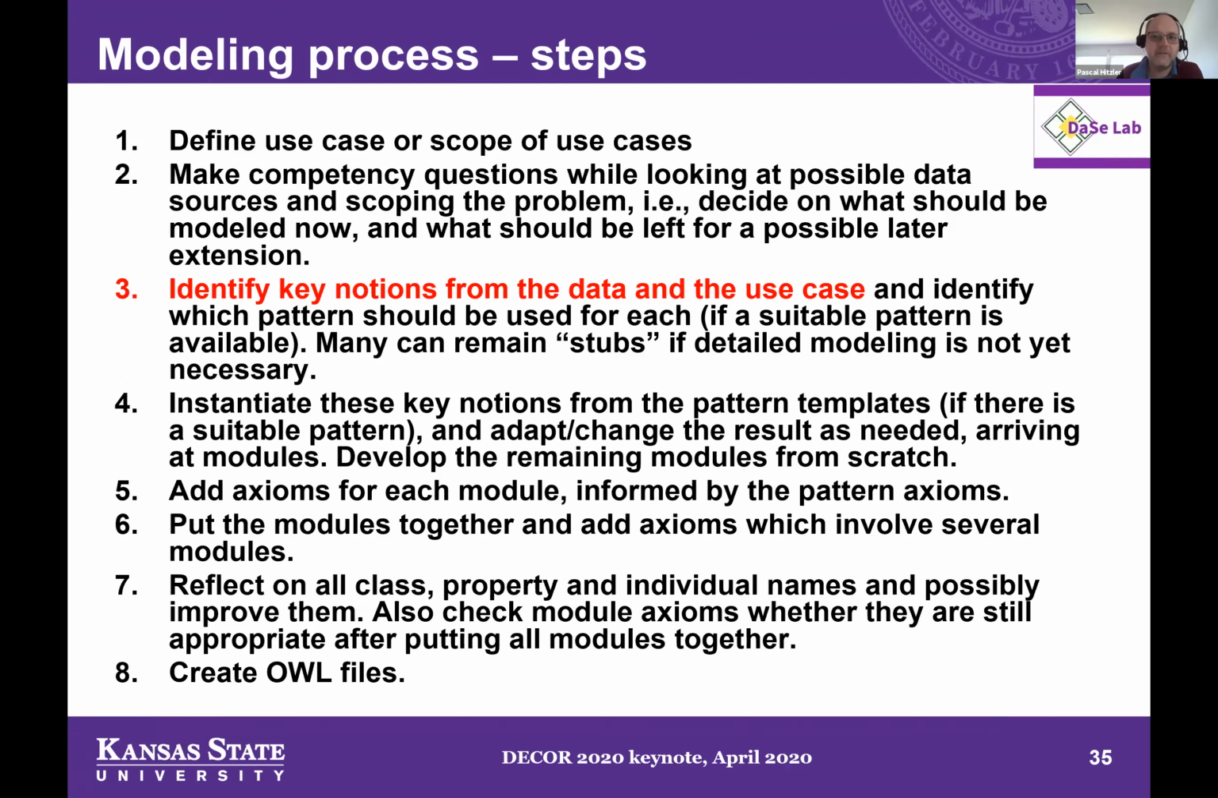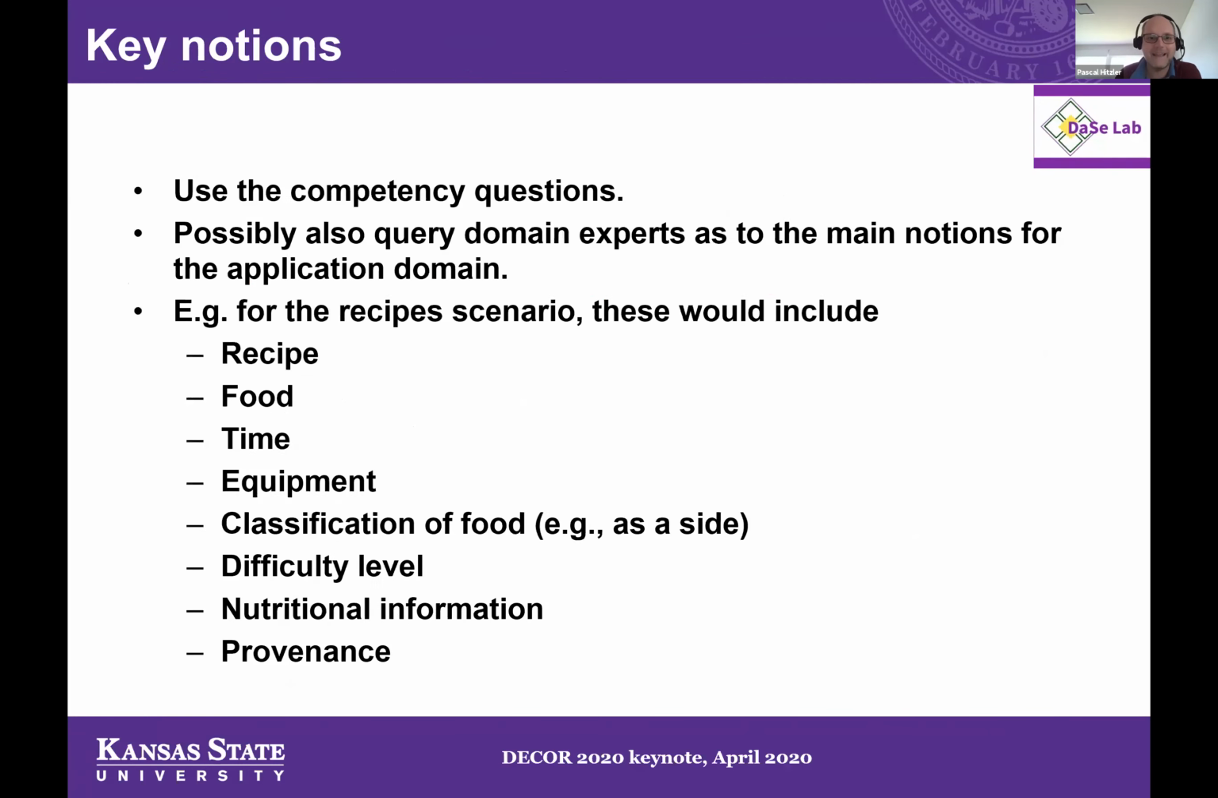step key notions which should be modeled. And they really become the modules later, or that's where we start. This usually gets revised as you start going. So for example, in our scenario, we could now extract from what we just discussed: well, recipe seems to be a key notion, quite obviously. Food, time, equipment, food classification, kind of side or dessert, difficulty level, nutritional information. Provenance is important because you want to give reference to the websites we got it from. So that may be a list and perhaps something to look at in roughly this order. That may be something one may want to do.